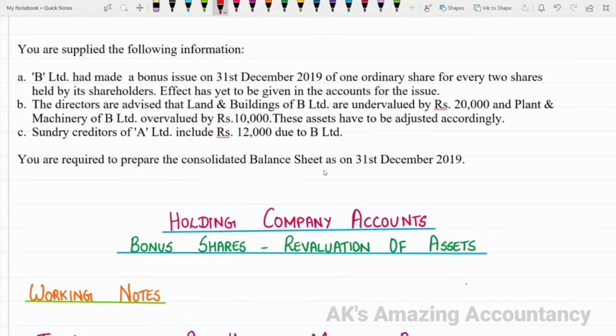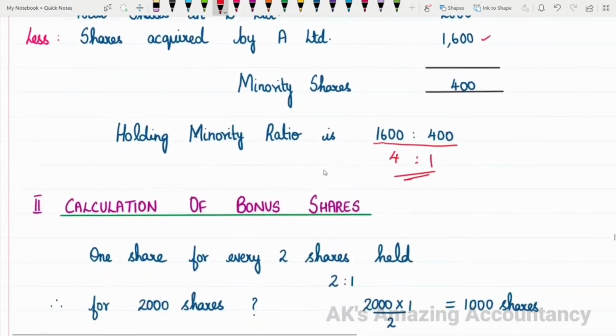B Limited had made a bonus issue on 31st December 2019 of one ordinary share for every 2 shares held by its shareholders. Effect has yet to be given in the accounts for the issue. So we are going to give the effect now. Let me read the sentence once again. B Limited had made a bonus issue on 31st December 2019 of one ordinary share for every 2 shares held by its shareholders. So let us see how to calculate the bonus shares now.